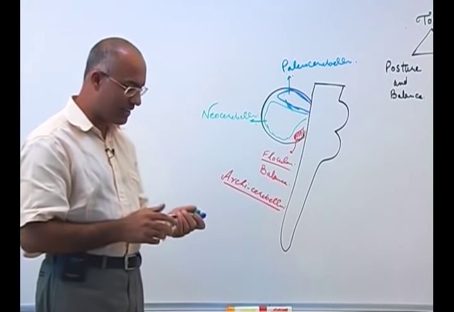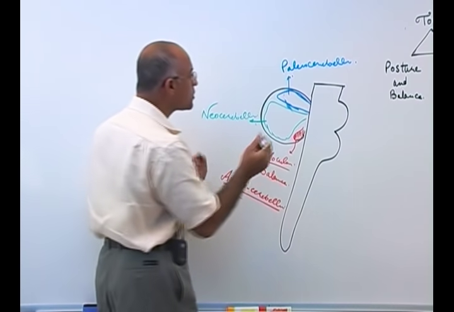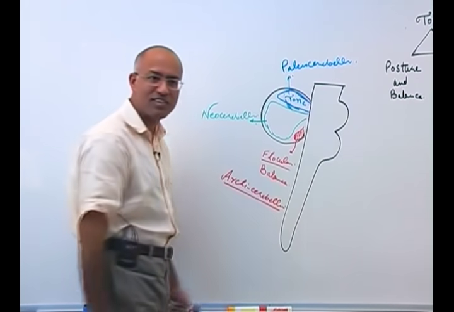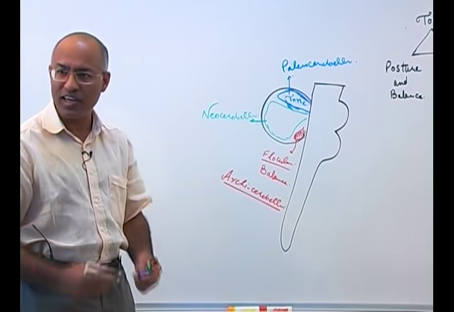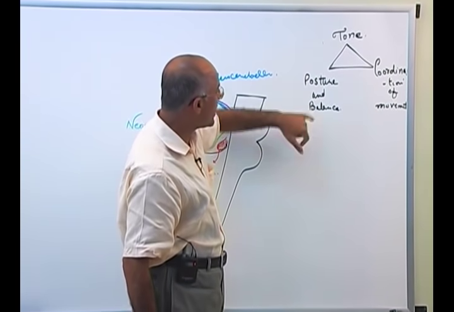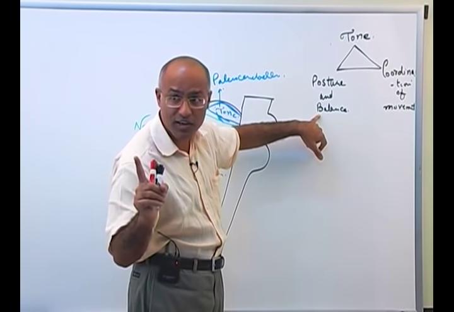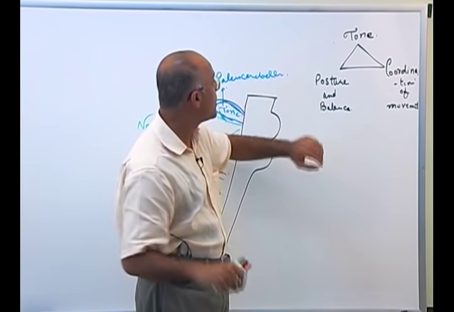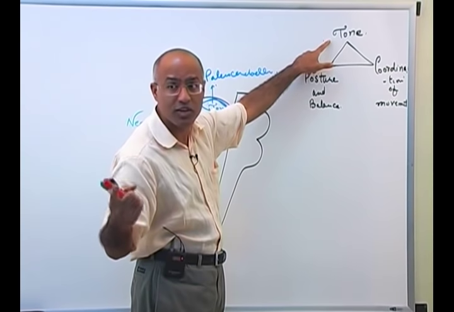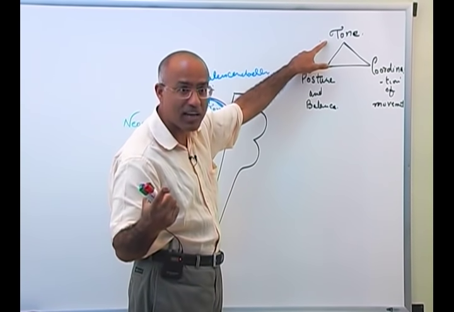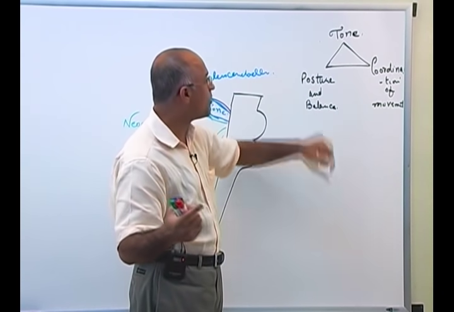Tone. There are many other functions, but the minimum you should know, this is concerned with the tone in the muscles. Right? Now, how many things were there? Tone, balance. Balance is mainly function of flocculonodular lobe or archicerebellum. Tone is mainly function of paleocerebellum. Is that right? And what is left now?